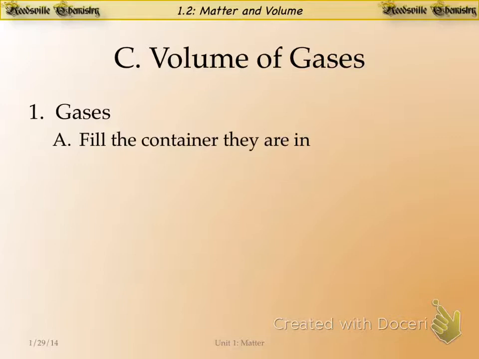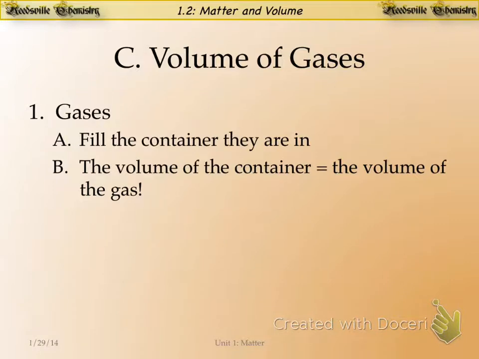This is weird because if your initial container was, I don't know, a liter, and the room's total volume is, let's just throw 10,000 liters out there, it's a small room, but 10,000 liters, then the new volume of your gas is 10,000 liters. It's gotten huge. And that's just because gas molecules don't stick together to one another. They spread apart very easily. So we always say that the volume of the container equals the volume of the gas.